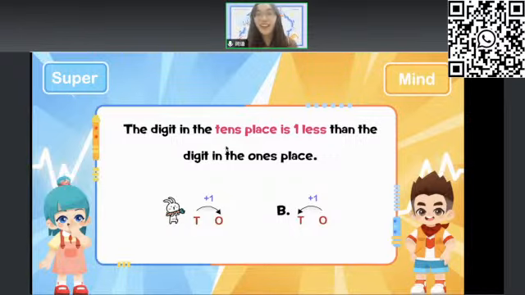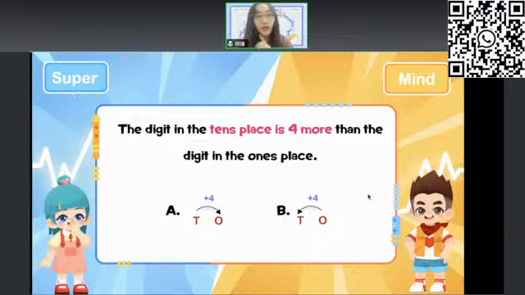Because the tens place is the smaller one. That means the digit in the ones place is the bigger one. So the arrow is pointing to O, okay? Now following this, the digit in the tens place is 4 more than the digit in the ones place. What is it? Which one is the correct one? Yes, correct. Okay, that is B.